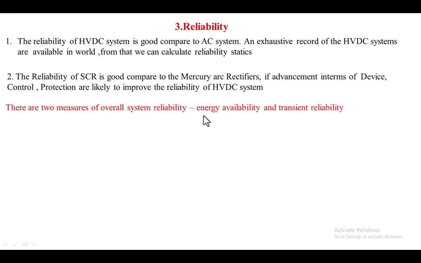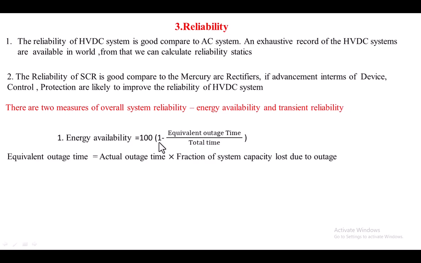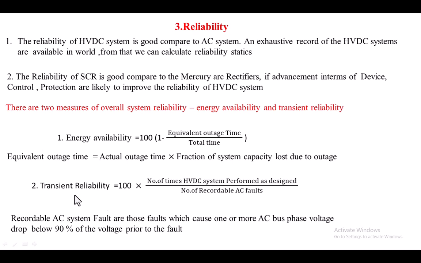Now we are going to see what is meant by energy availability. Energy availability is defined as 1 minus equivalent outage time by total time, into 100. Equivalent outage time is equal to the actual outage time into the fraction of the system capacity lost due to the outage.